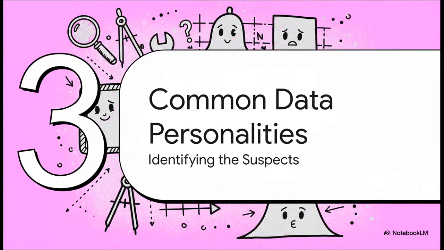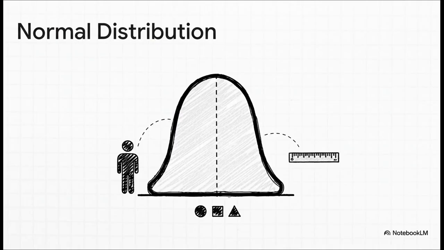So now that we've got our toolkit, we can start identifying the usual suspects. These are the common shapes or personalities that data tends to have. Learning how to spot these is really the key to becoming a master data detective. First up, the celebrity, the famous bell curve, also known as the normal distribution.